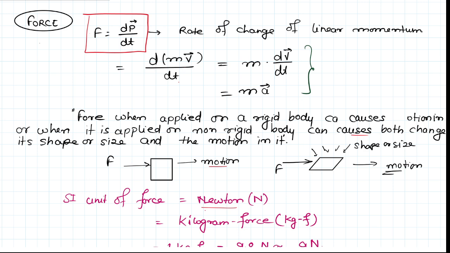So what is linear momentum then? Momentum is mass into velocity, right? So the rate of change of linear momentum is called force. Mass into velocity is known as P, the linear momentum. Here mass is a constant, and we have change in velocity upon time. Change in velocity with respect to time is known as acceleration, so dv upon dt is called acceleration.